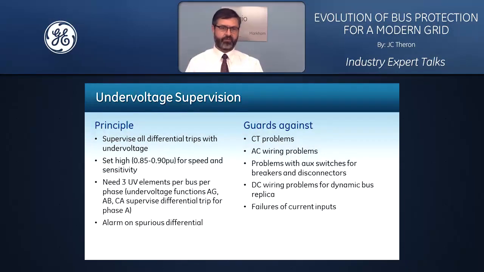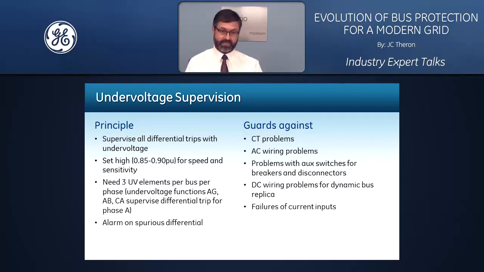Now, during any power system fault, we always have a drop in the voltage. And this is the principle we can use here. So we can use undervoltage to supervise the differential function. Now, for speed and sensitivity, the undervoltage should be set pretty high, in the range of 0.85 to 0.9 per unit. And to make it more secure, we can use 3 undervoltage elements per bus per phase. For example, for the A phase differential, we can supervise it with undervoltage functions A to ground, AB, and CA.